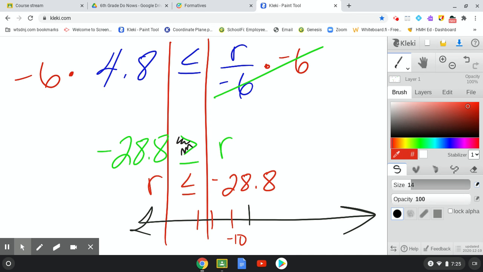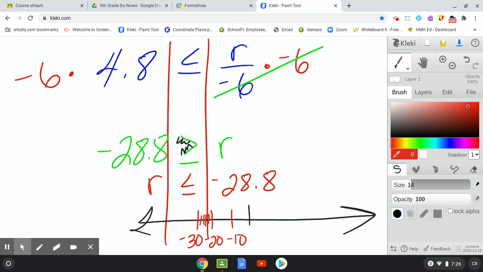negative 10, negative 20, negative 30. Now this is where I didn't leave myself enough room. I told you when you're going to tenths, you should do all those little lines, 1/10, 2/10, 3/10, 4/10. This is way too small. You would obviously do it larger on your paper. I'm going to look to see if it's going to be an open or closed circle. It is a closed circle at negative 28 and 8/10.